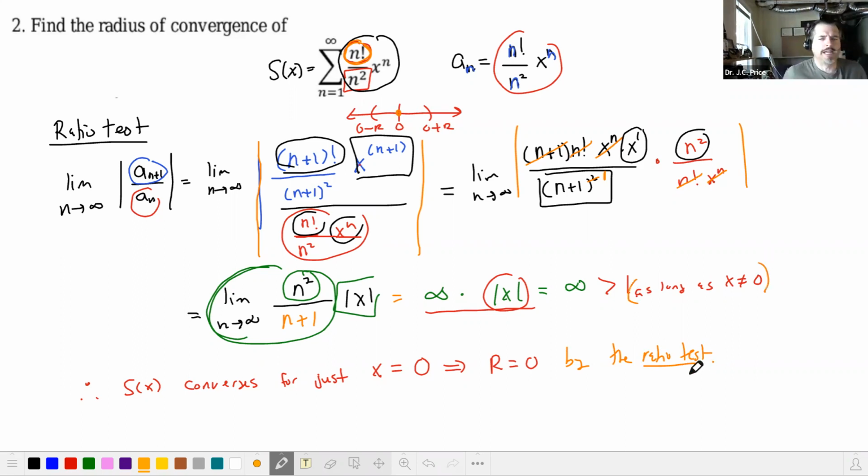All right, so I wanted to do an example where the radius wasn't an actual number or it wasn't infinite. It turns out this only converges at one singular point, which means it doesn't really give you much information whatsoever, right? I mean, this whole function is basically 0. Nothing happens around it.